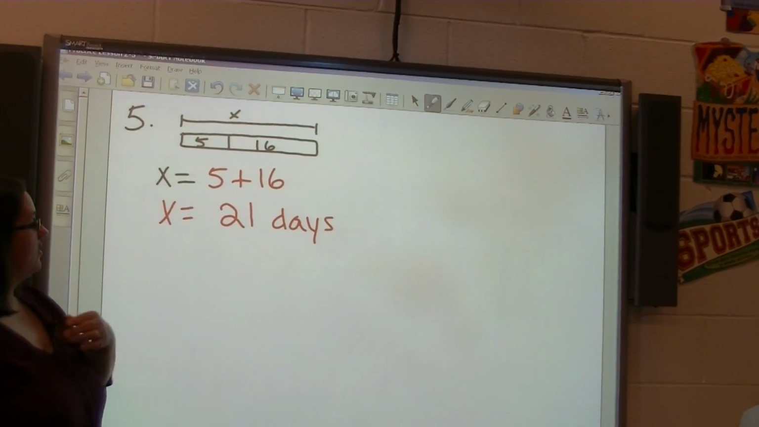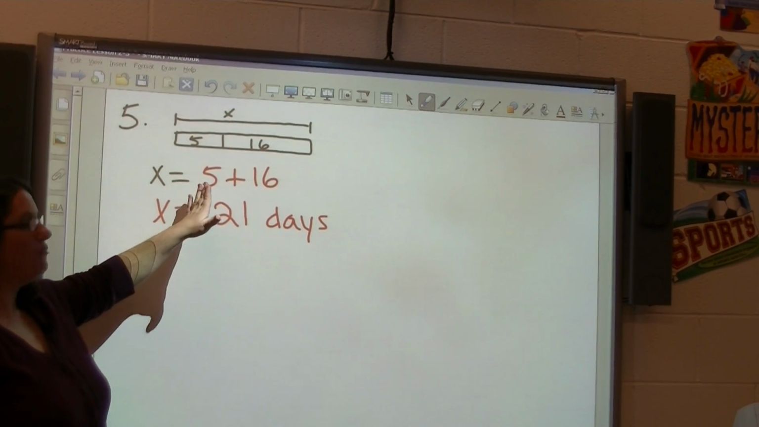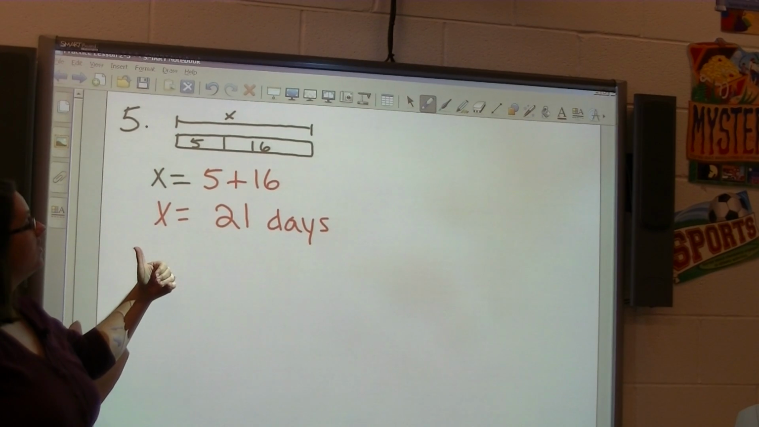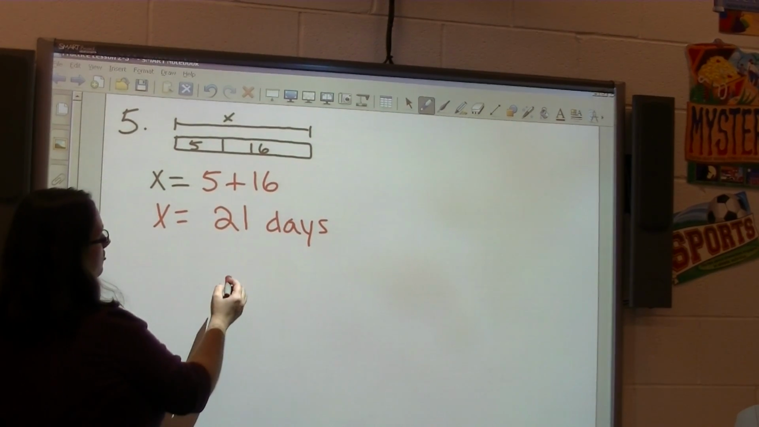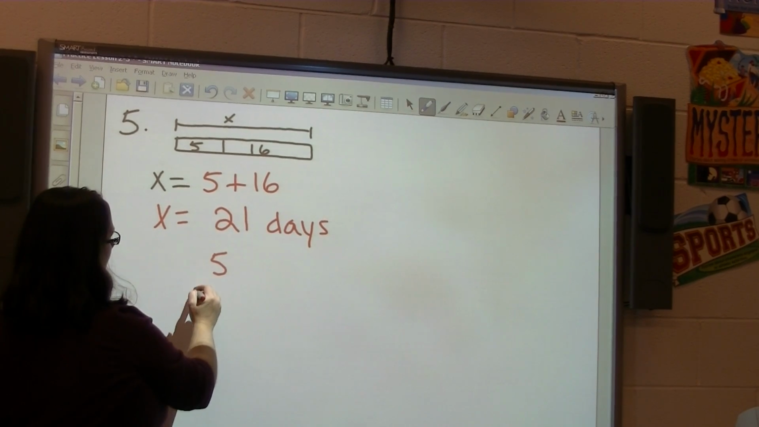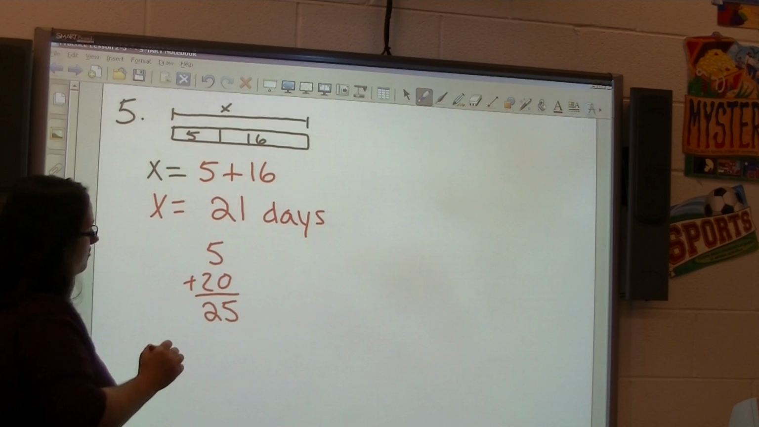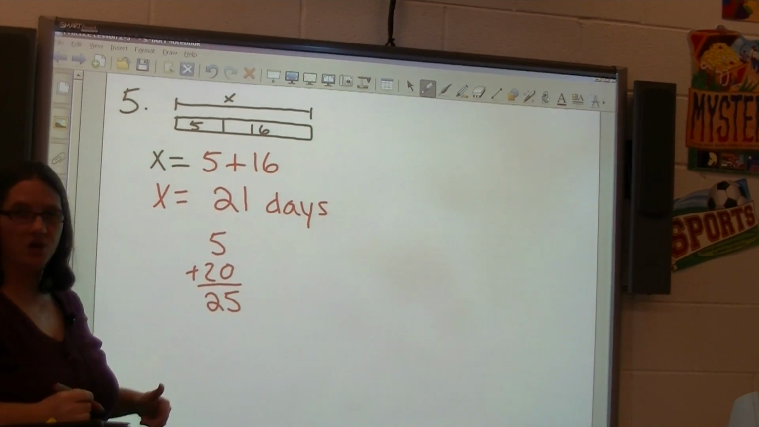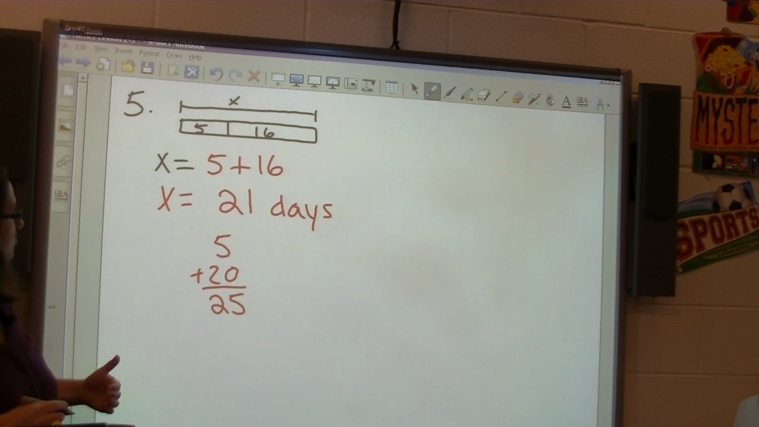If we were to check for our estimate, when you have a single digit, you can either keep it at that. Most people, in 5 is an easy number to use anyway, or you could round it up to 10, and 16 would round to what? 20. So we would do 5 plus 20, which gives us about 25. 25 days is close to 21 days, so our problem is reasonable.